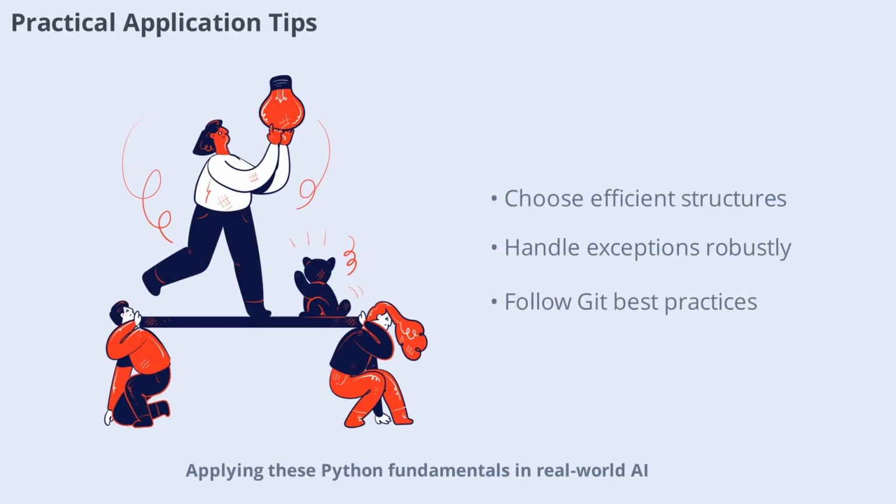Applying these Python fundamentals in real-world AI projects means choosing the right data structures, managing memory efficiently, and handling exceptions robustly. Use context managers for file operations, optimize loops with list comprehensions, and enforce keyword-only arguments for clarity. In collaborative environments, follow Git best practices to avoid conflicts and maintain clean histories. These strategies ensure your code is reliable and scalable.